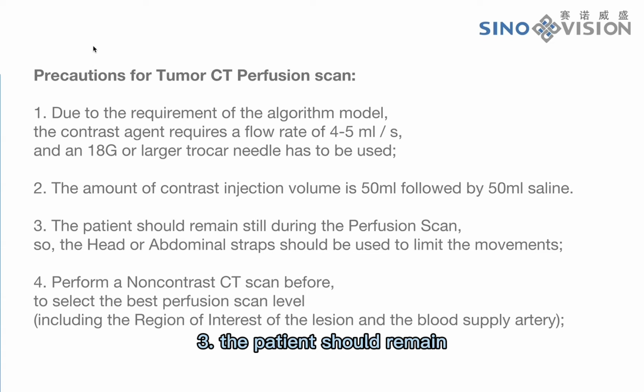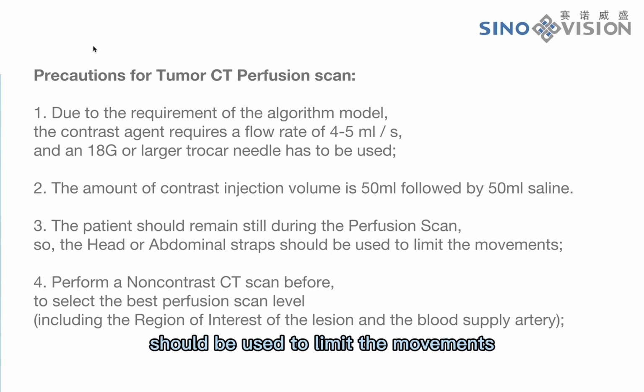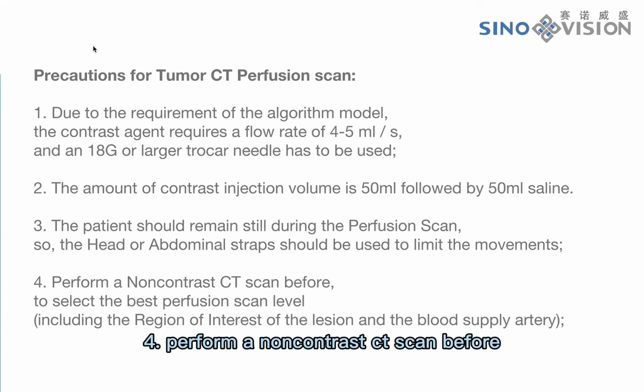3. The patient should remain still during the perfusion scan. So, the head or abdominal straps should be used to limit the movements. 4. Perform a non-contrast CT scan before, to select the best perfusion scan level, including the region of interest of the lesion and the blood supply artery.